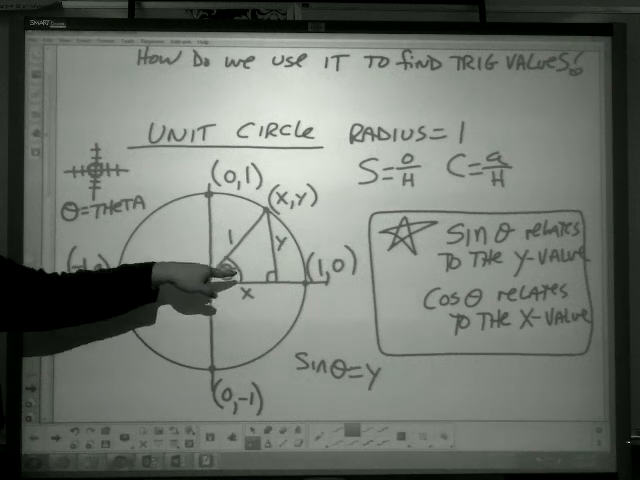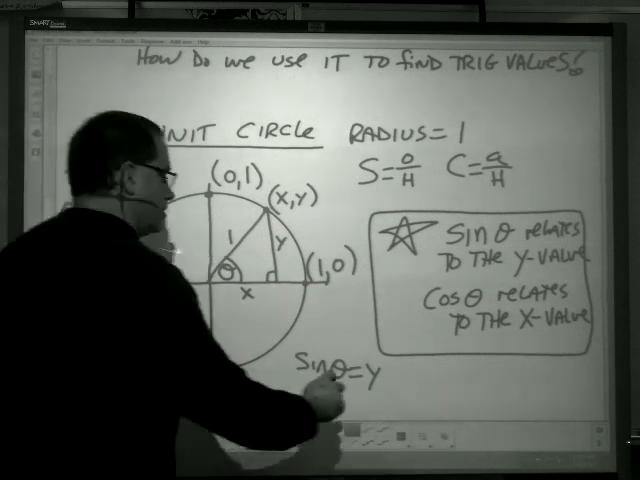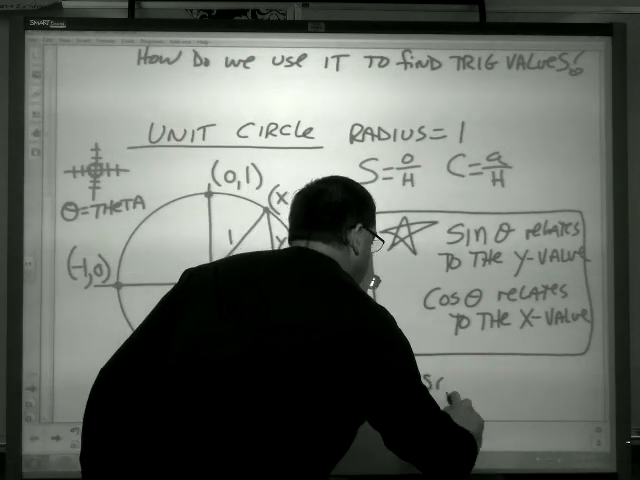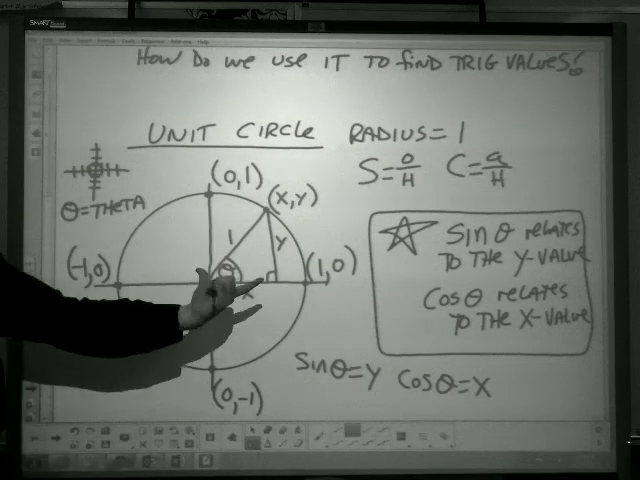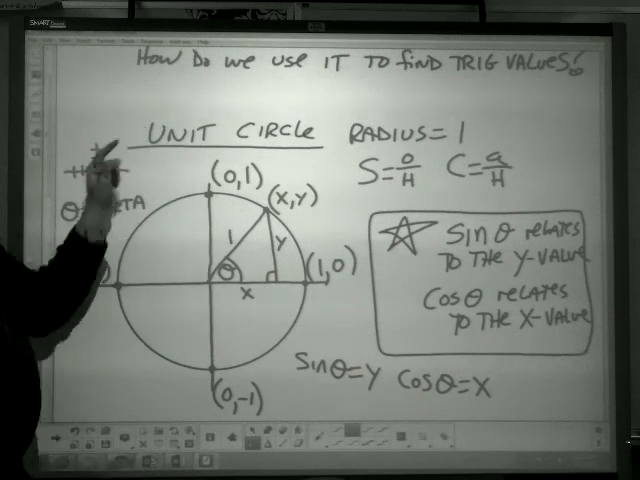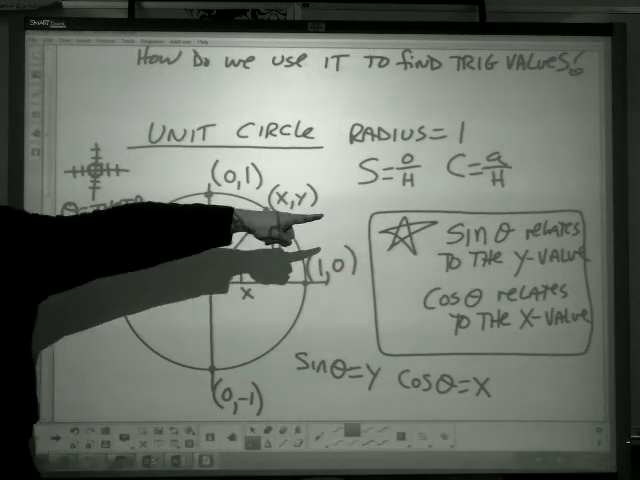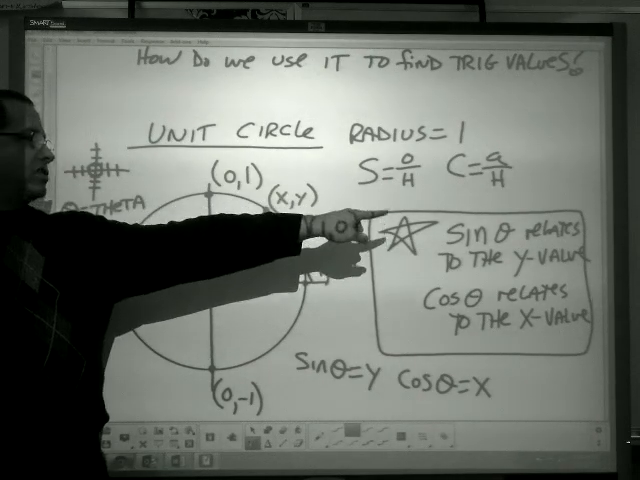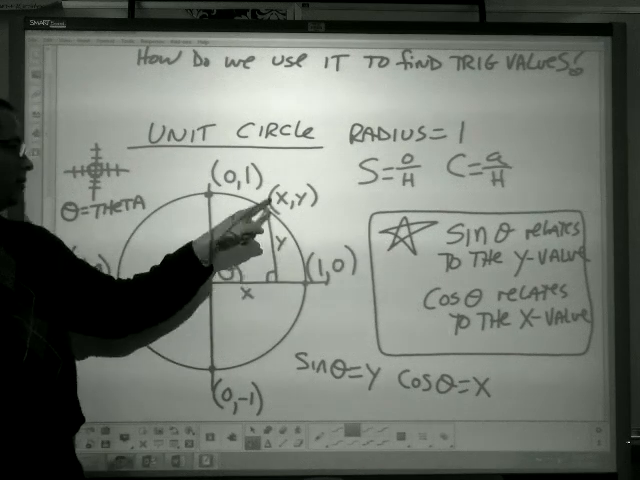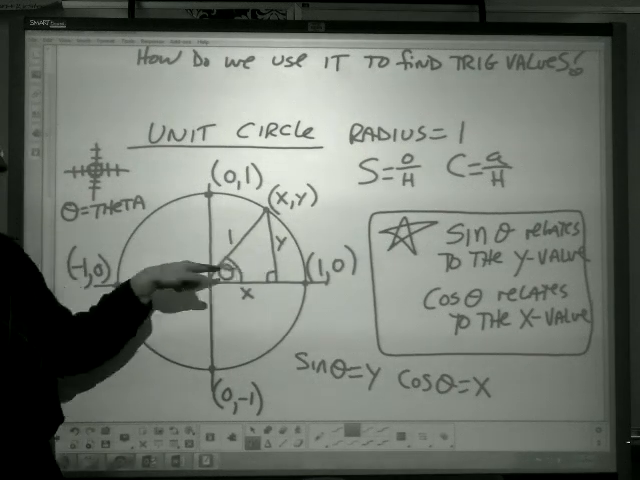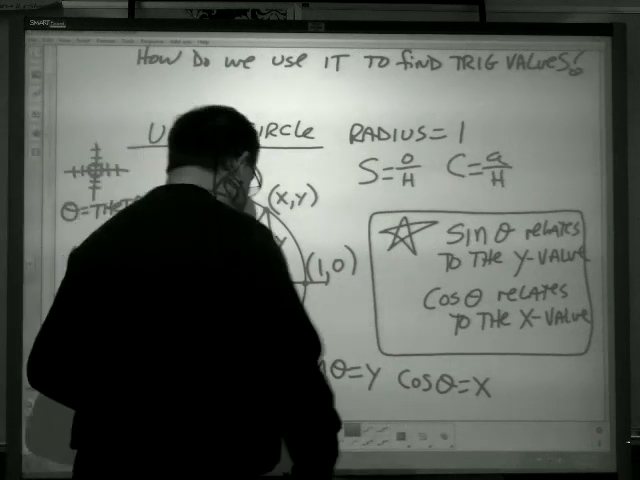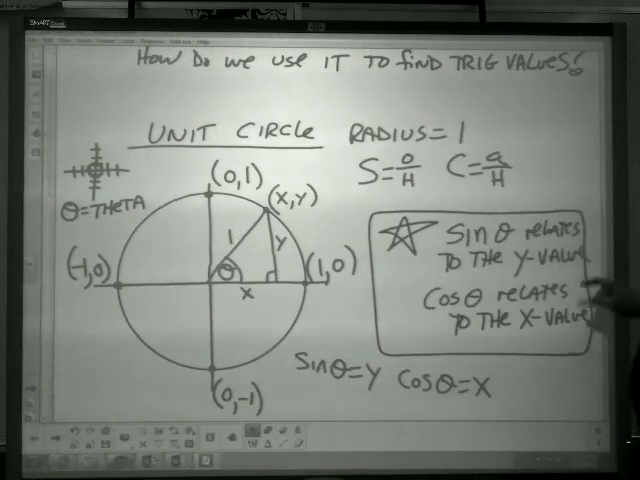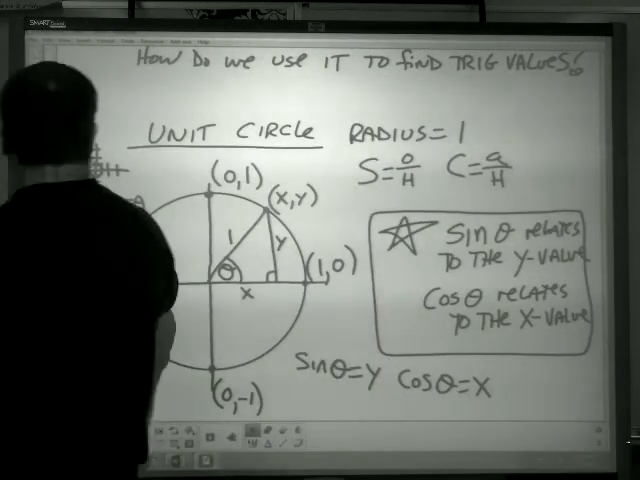Cosine is adjacent over hypotenuse. So the cosine of theta is x, in a unit circle. So a big thing to remember, in a unit circle, sine relates to the y value, cosine relates to the x value. You have to remember that, okay? Let's see how we can apply this information.